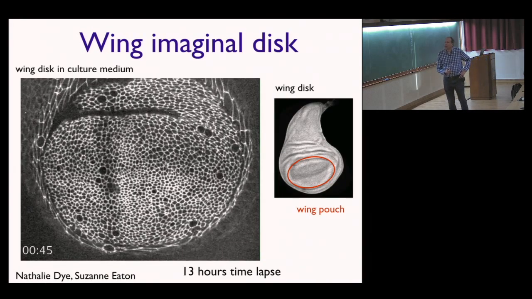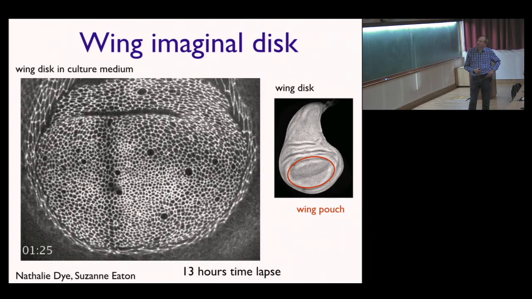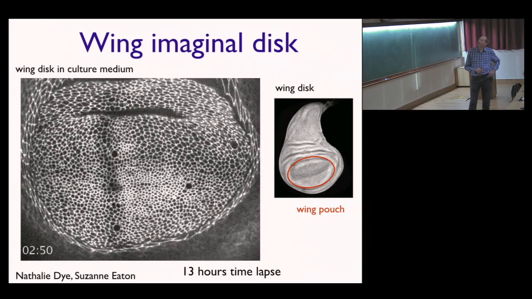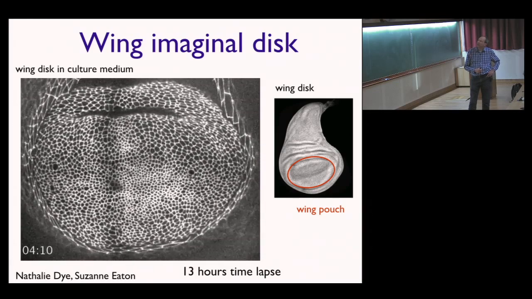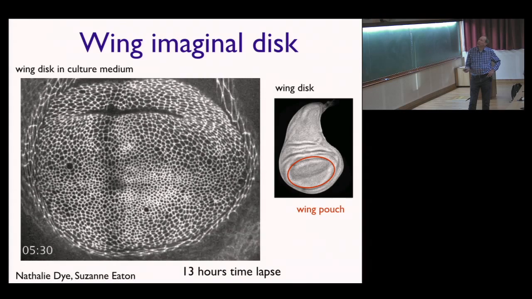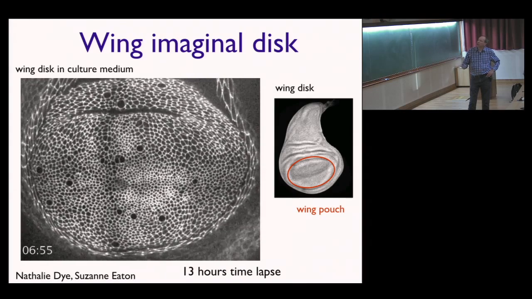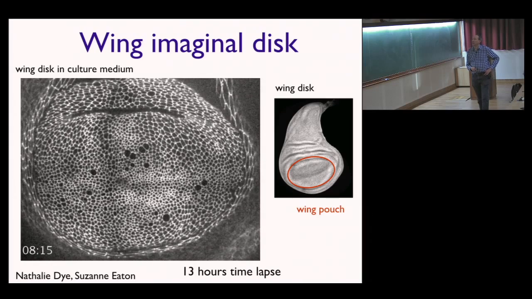Now, one can, since a few years, take out the wing disc from the larva, culture it in a suitable medium, and then observe the living tissue for several hours. So this is a wing imaginal disc followed for about 13 hours in time lapse. This is a GFP marker, so you see the outlines of cells. You can see cells divide, how cells rearrange. And this essentially is the pouch region which later gives rise to the wing blade.